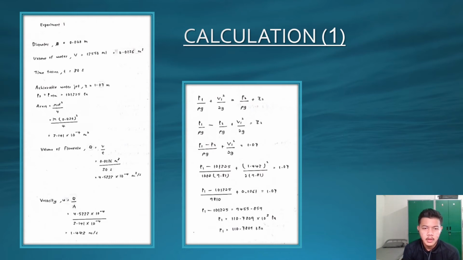m squared. For the flow rate, the formula that we use is V over T. The value that we got is 4.5333 times 10 power of negative 4 m cubed over second. For velocity, the formula that we use is Q over A. The value that we got is 1.443 meters per second.